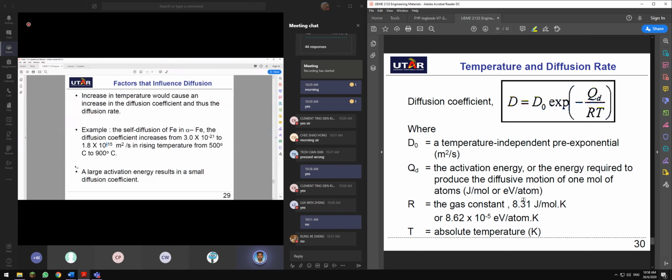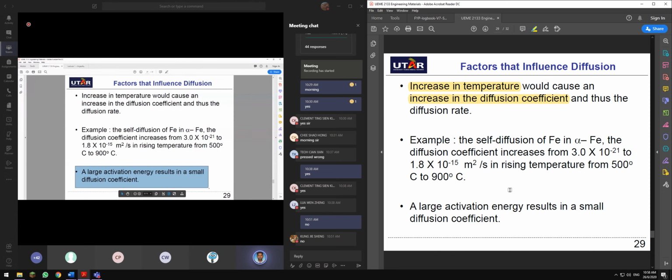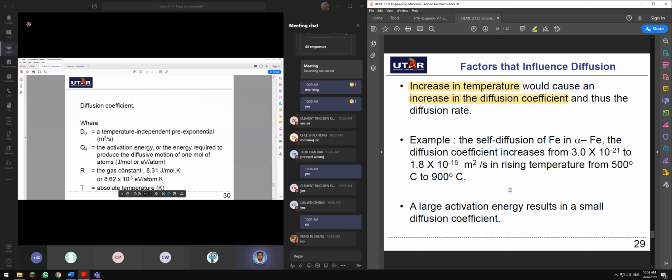A large activation energy results in a small diffusion coefficient. So the activation energy must be lower so that the atom can reach the activation energy faster. If you have a very high activation energy, your diffusion coefficient is lower because the atom needs a huge amount of energy to overcome the energy barrier that governs the bonding between two adjacent atoms.